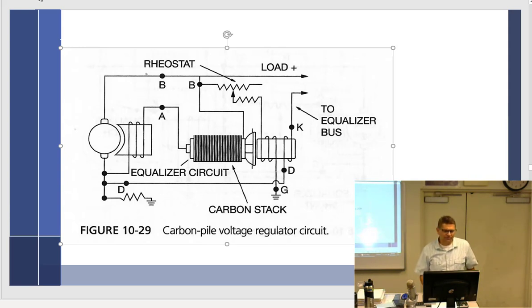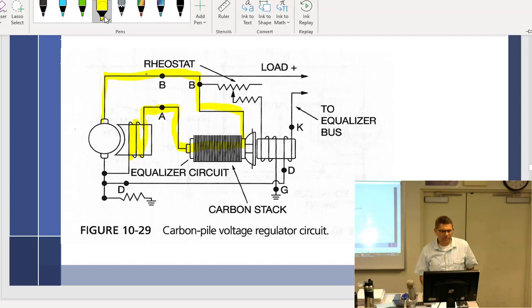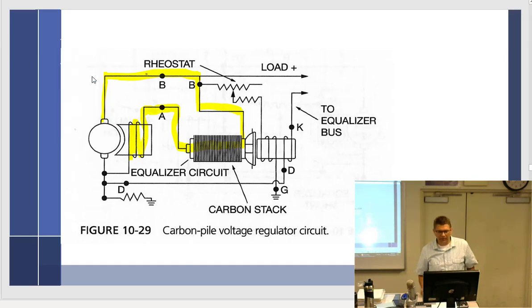But what happens is, now is this in series or parallel? Okay, so it's running series up through here and going this way. I want to give you green. There we go. All right, so through this way we're in parallel, going to an equalizer bus, which means there's got to be another generator. So that's an equalizing circuit. If you have two generators, you have to parallel the generators.